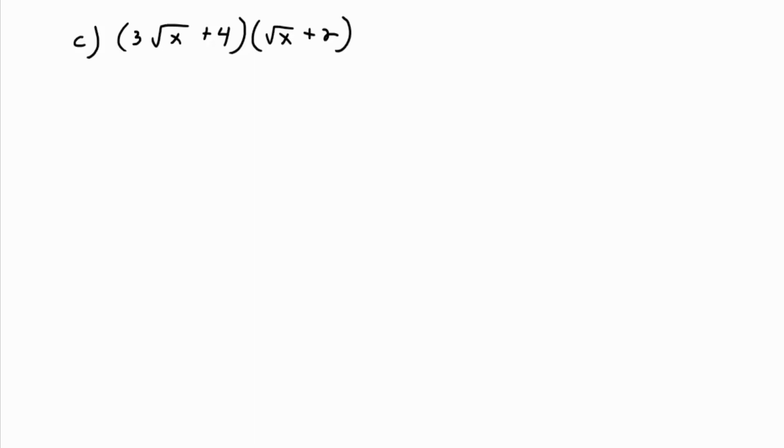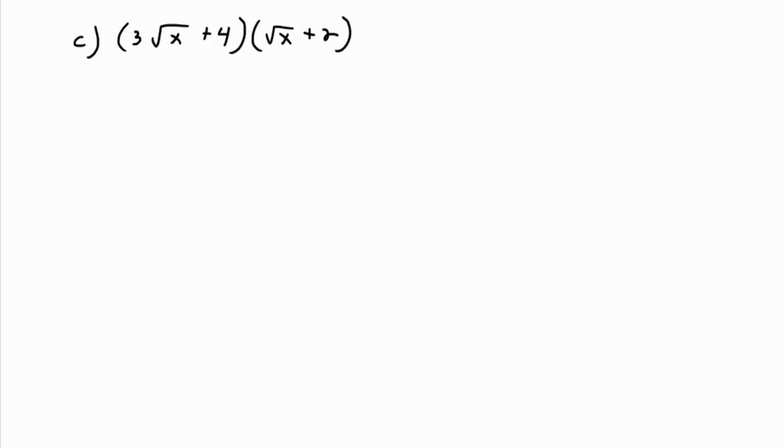Part C, we have 3 radical x plus 4 times radical x plus 2. Now, these are not binomials that we're multiplying together because you can't have a square root of x in a polynomial or a binomial. But you still handle it the same way. You distribute every term in the first quantity to every term in the second quantity. It's still just a distribution law. We just have to use it more times.